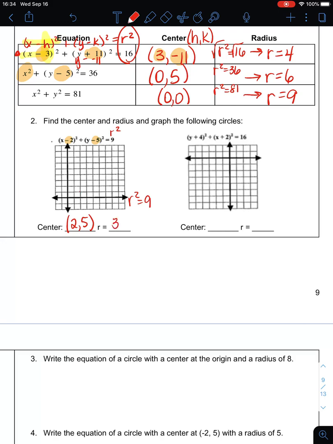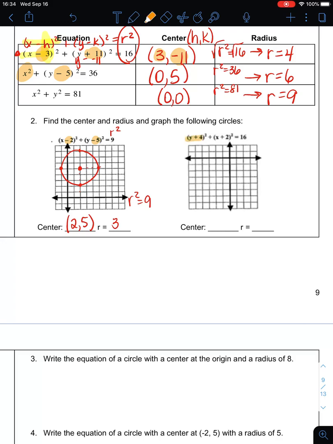So if I want to graph that, I would go over 2, up 1, 2, 3, 4, 5, and put the center. The center of the circle is there, and then I have a radius of 3. So we want to put our dots at our north, south, east, and west, so that we can get our circle exactly where it needs to go, and then we'll draw in our nice circles.